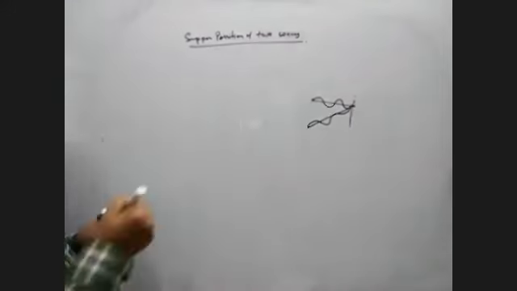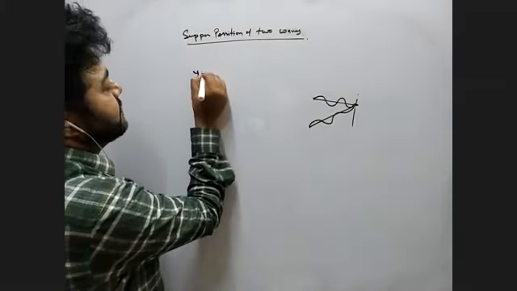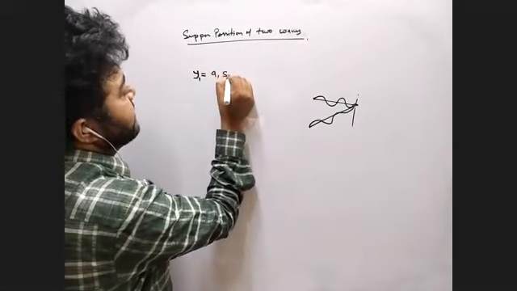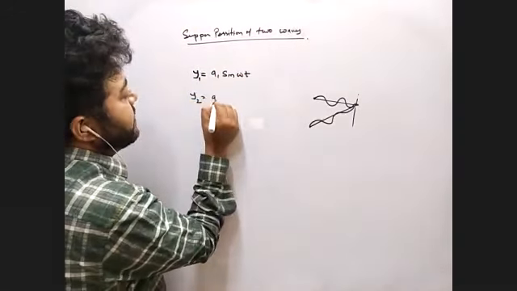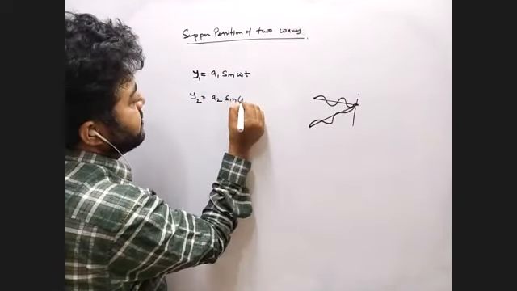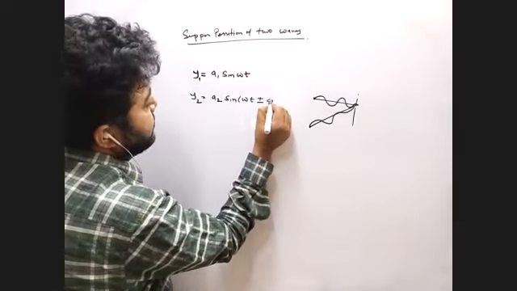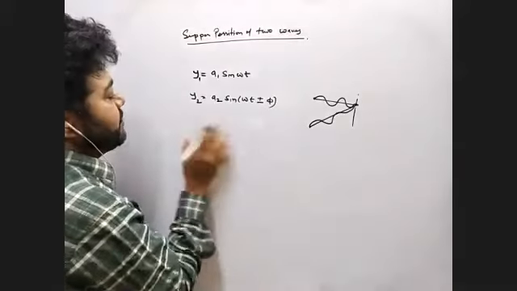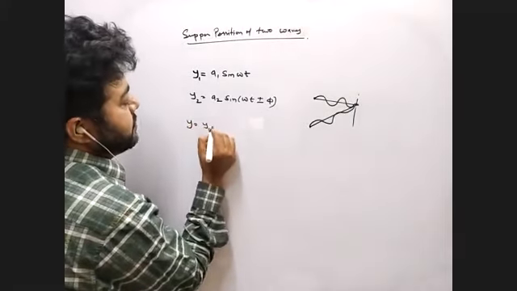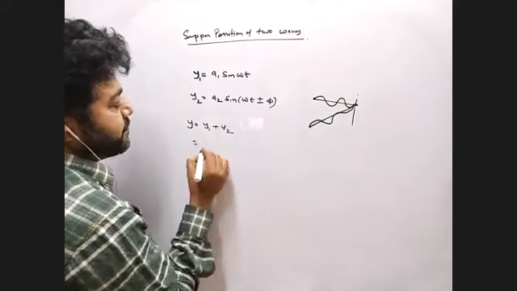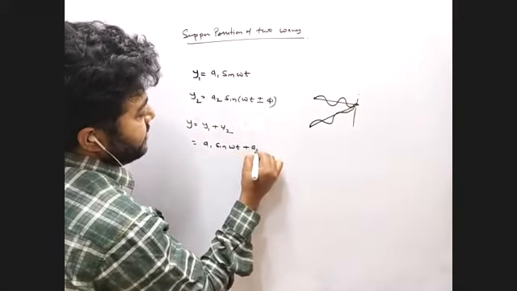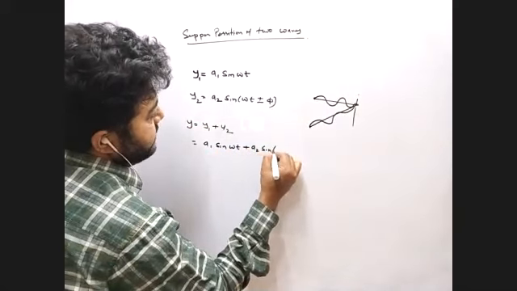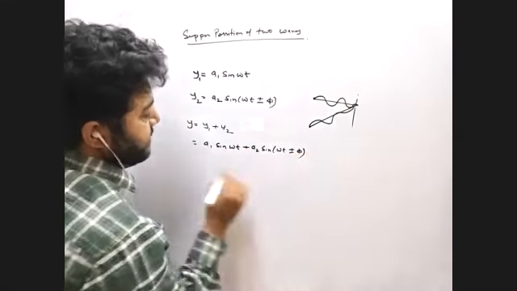So when you superimpose two waves, what happens? Suppose this one is the first wave, A1 sine omega t, and you have another wave, A2 sine omega t plus or minus phi. So when these two waves are superimposed, y1 plus y2, we write A1 sine omega t plus A2 sine omega t plus or minus phi.